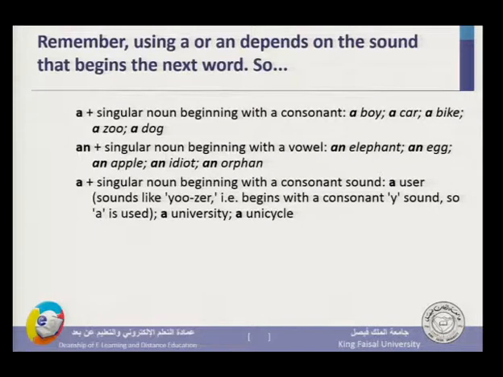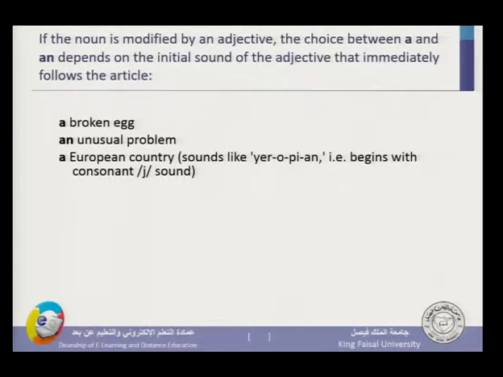A is used when the word starts with a consonant: a dog, a boy. An is used when the word starts with a vowel: an orange, an apple, and so on and so forth. Here is very important, by the way. If the noun is modified by an adjective, it means that we have a noun like egg, and we have an adjective broken. Here, the indefinite article a or an must precede the adjective. If the adjective starts with a consonant, we use a. If the adjective starts with a vowel, we use an. If the adjective starts with a consonant, we use the.